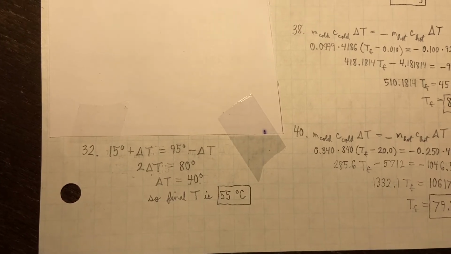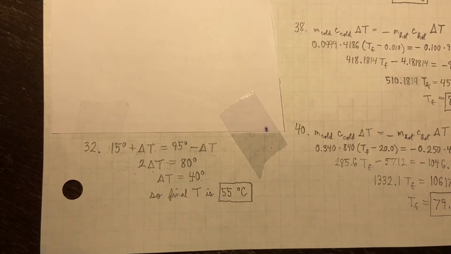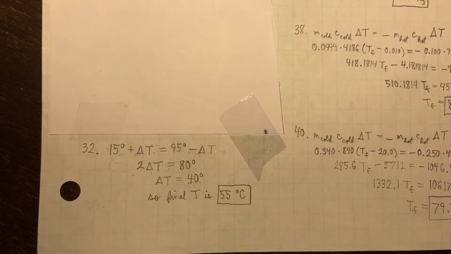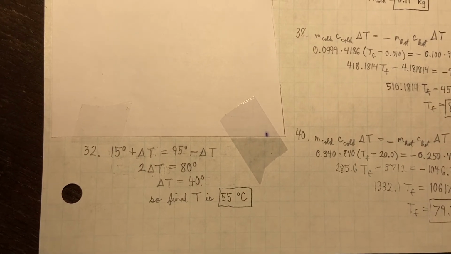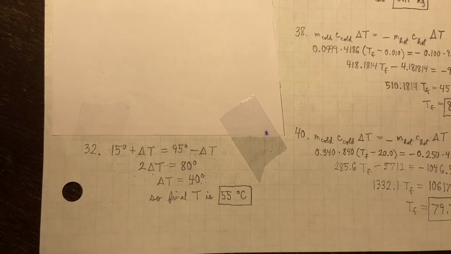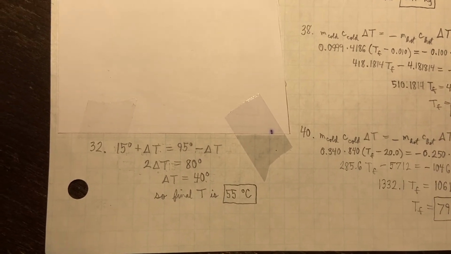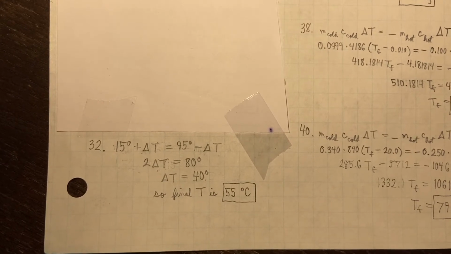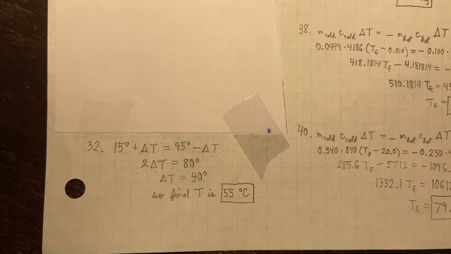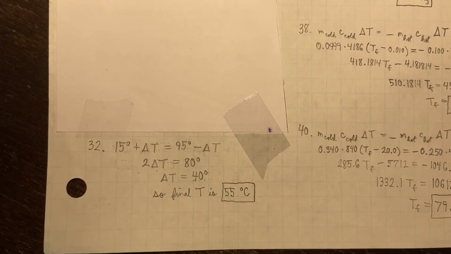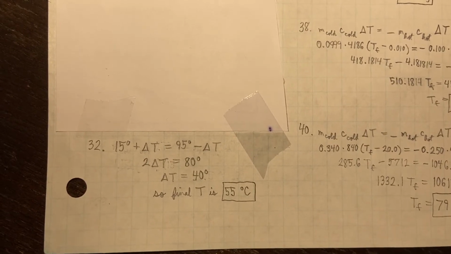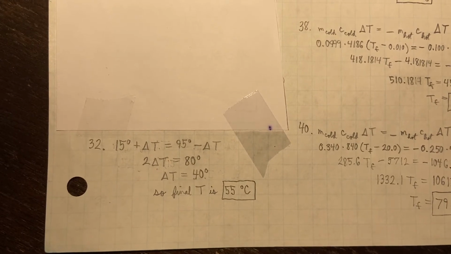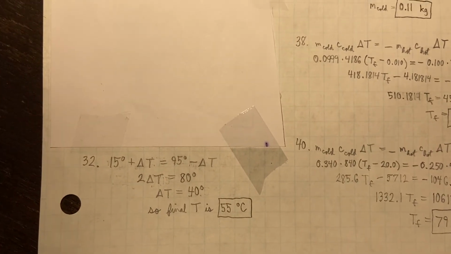All right, so number 32, we've got the same amount of water, so it's the same mass. And the setup becomes simple. We know that the cold amount will go up in temperature, the hot amount will go down. Since the masses are equal, we can just set it up like 15 degrees plus delta T equals 95 degrees minus delta T. Doing the algebra on that, we get 55 degrees Celsius as our final temperature.